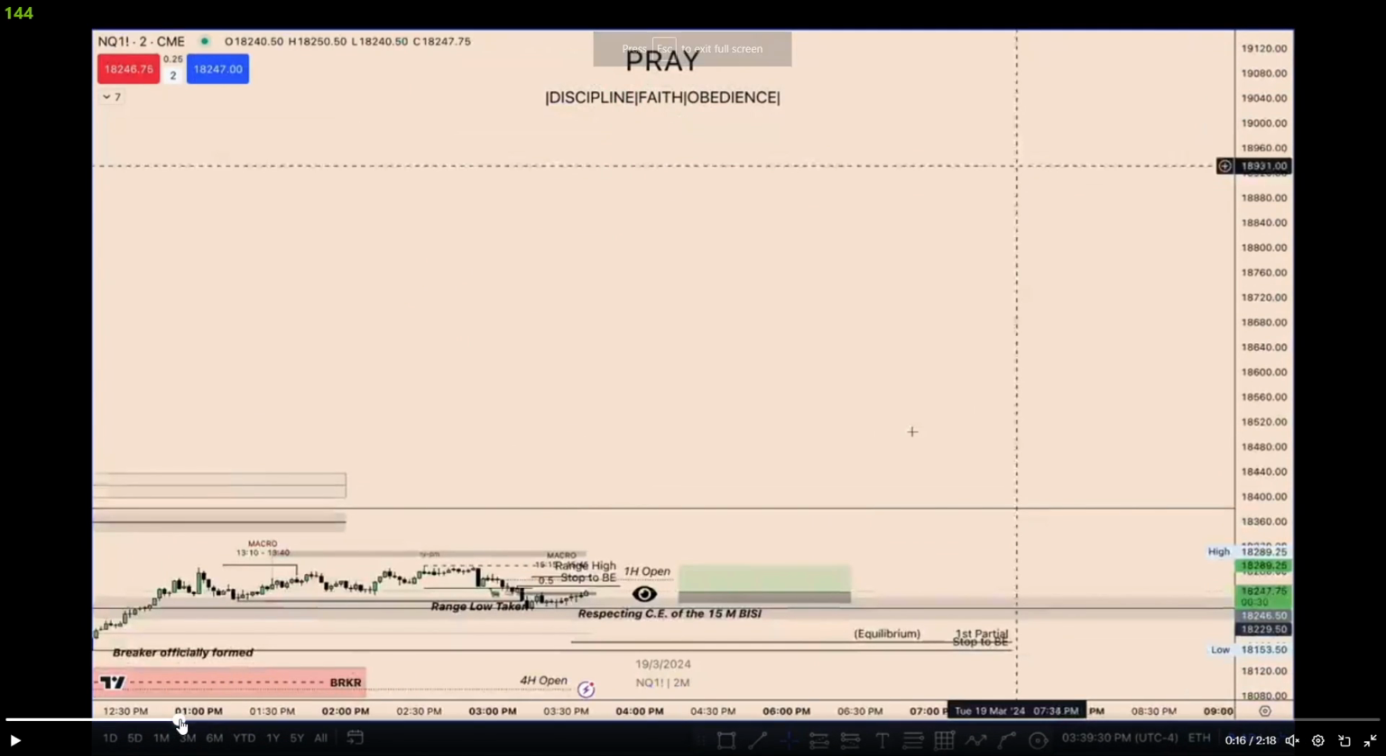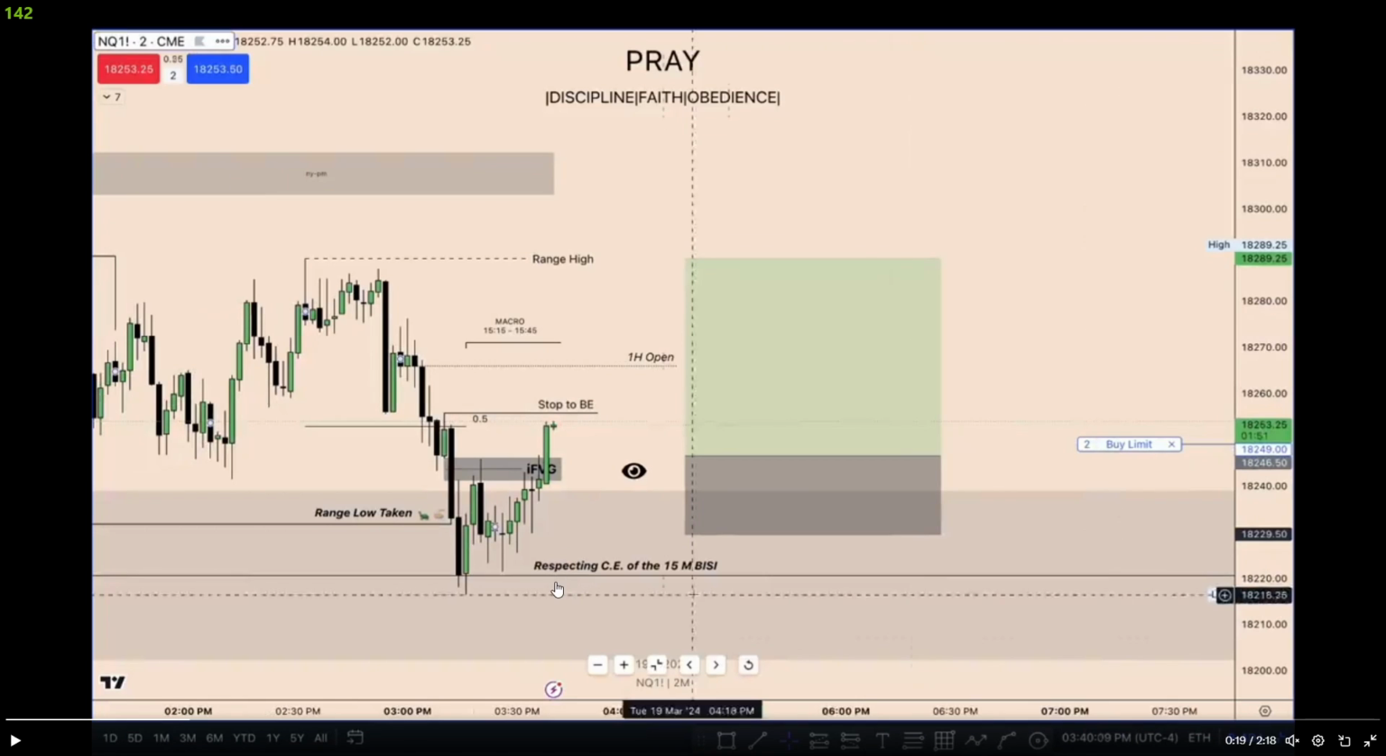Another one right here, I believe range high was taken. I'm going to take that music off because of copyright. Range low taken, respecting consequent encroachment of the 15-minute BC.